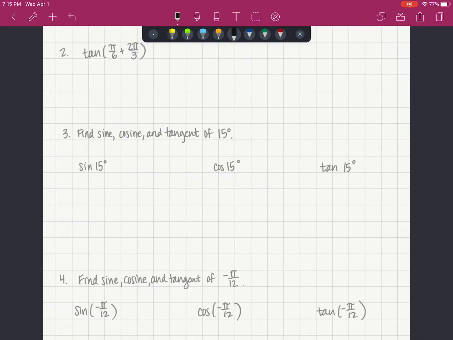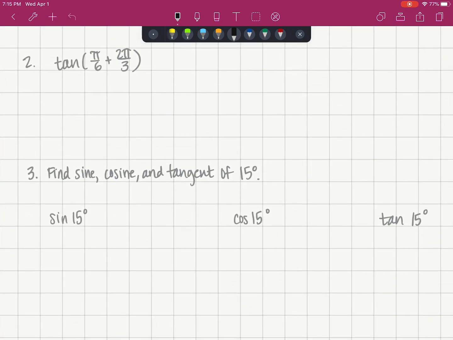So we're going to try this one more time, and then I'm going to show you where you really do need to know this. The tangent of pi over 6 plus 2 pi over 3. Well, I'm kind of getting the hang of this.